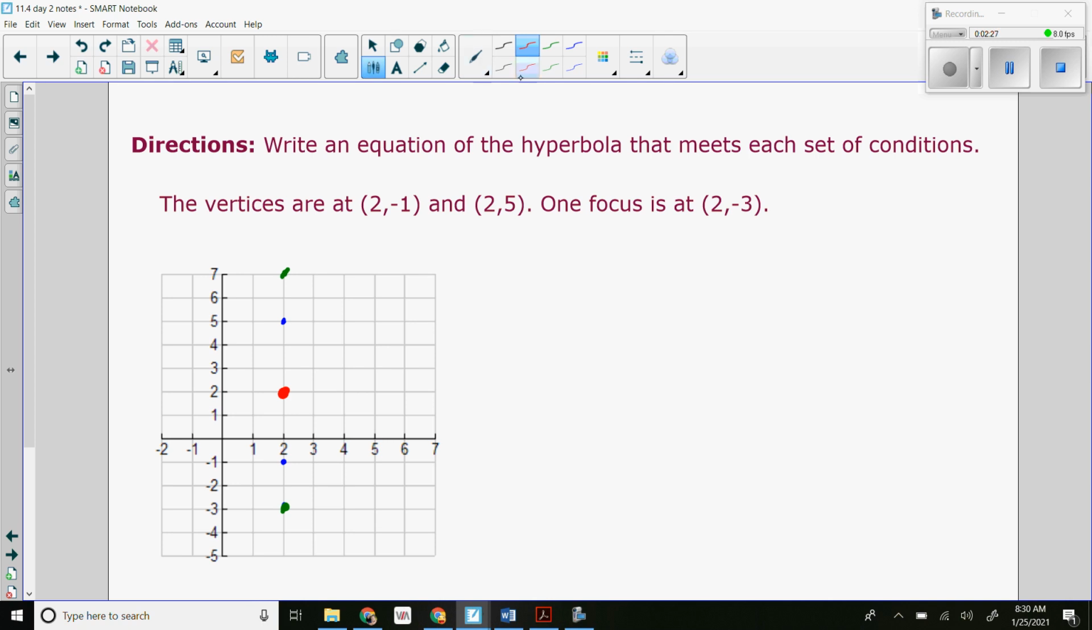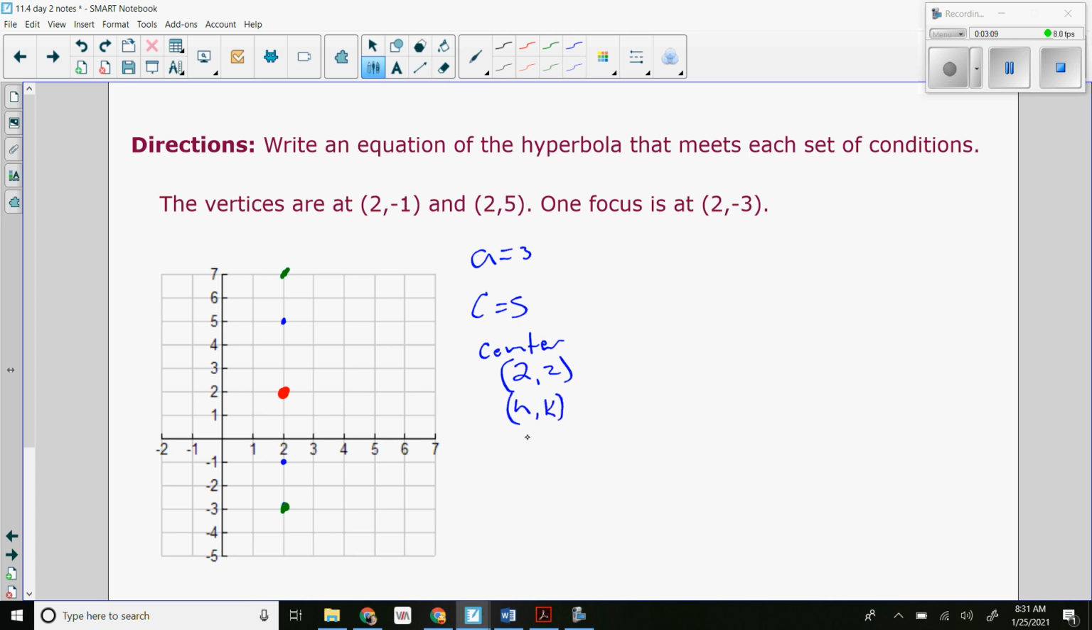So this does a few things. It tells us a little bit of information. First off, it says that the vertices, our a value, is going to be 3. That's 3 away from the center. The other thing it does is the focus, or the foci, are going to be 5 distance away, and that's our c value. So c equals 5. We also figure out the center from this. Our center is going to be (2, 2). I'm going to jot that down. Center is (2, 2). That's our h and our k values.